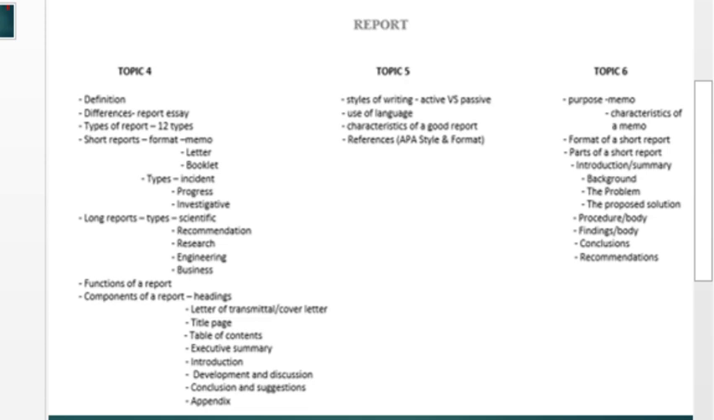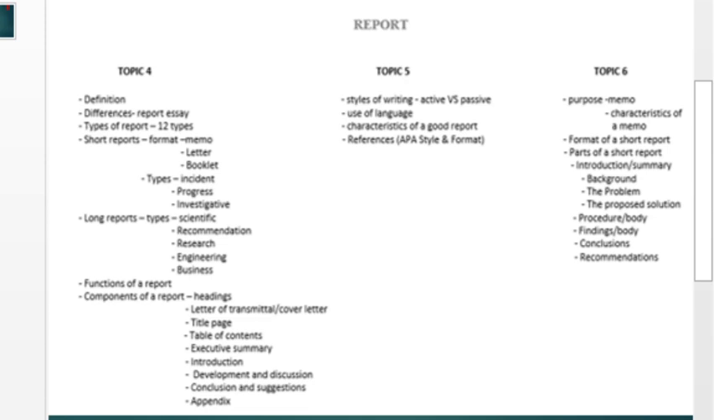And then an engineering report on what has been constructed, what has been installed, what is being used to ensure that the project and everything is going well. And also the business long report, talking about how well the business has been doing for the past few months or for the past few years.